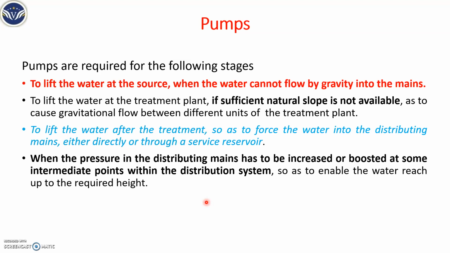For example, if there is a 3-story building and there is not adequate pressure head in your distribution system, such that the pressure is only enough for the water to reach up to the second floor, then what about the third floor? For that reason, you tend to provide pumps.